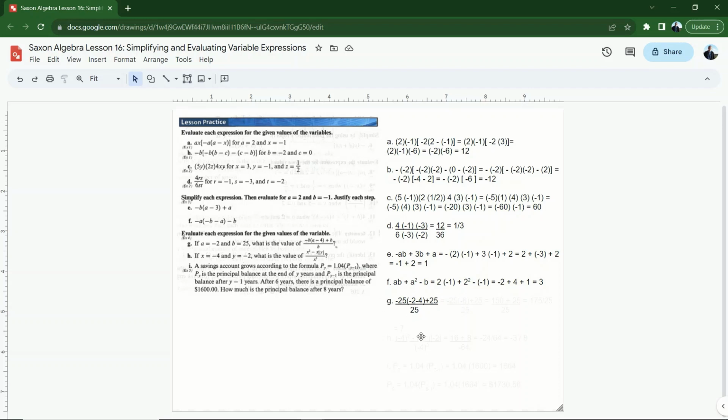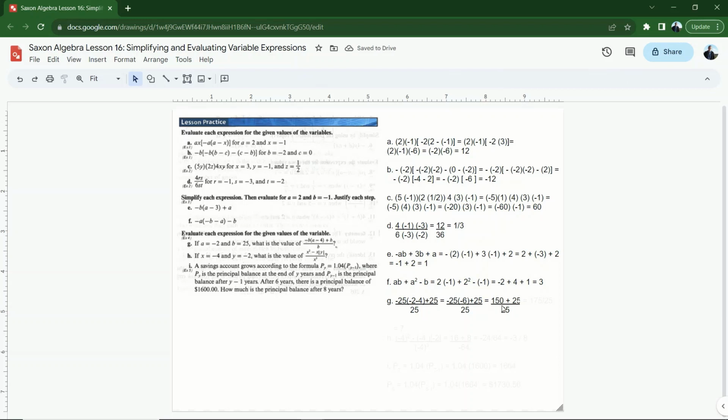Now I see all these 25s in here. There's probably a way I could cancel this out, but I'm not going to worry about doing that right now. I'm just going to work the problem. First thing I need to do is what's in parentheses. So I'm going to simplify this negative 2 minus 4. Notice they have the same sign. It's going to be negative 2 plus the opposite of 4. That becomes negative 6. Next thing I'm going to do is the multiplication of negative 25 and negative 6.